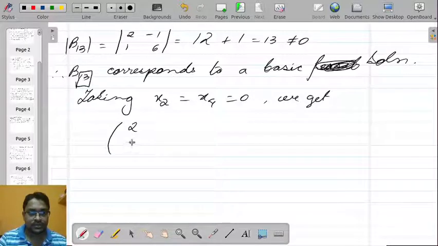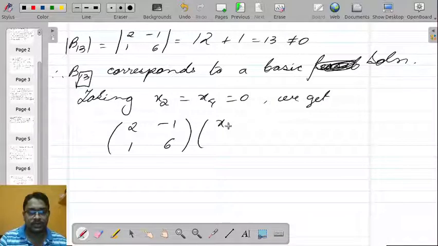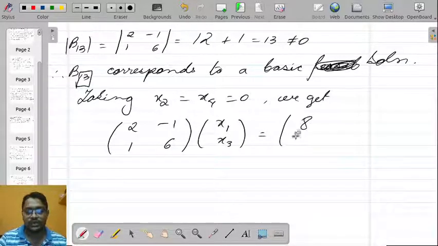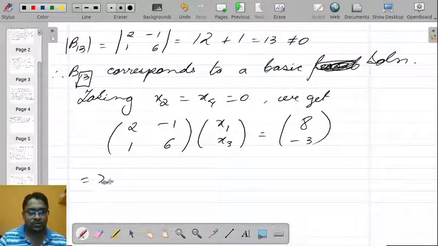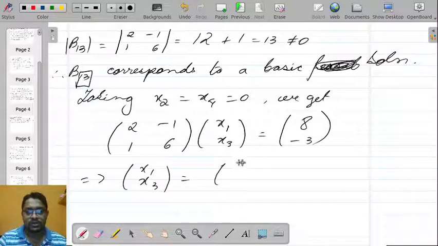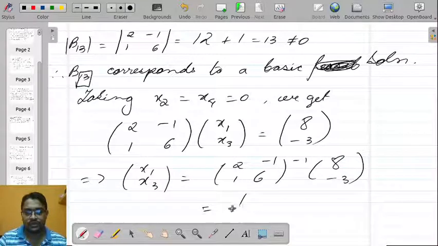So what do you get? Just from here itself you can write [2 -1; 1 6] multiplied with [x1; x3] equal to [8; -3]. So if you simplify, [x1; x3] is equal to the inverse of [2 -1; 1 6] times [8; -3]. The inverse is 1 by 13, and then interchange the diagonal entries and change the signs of the off-diagonal entries.